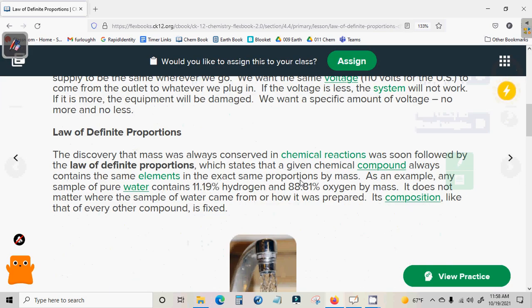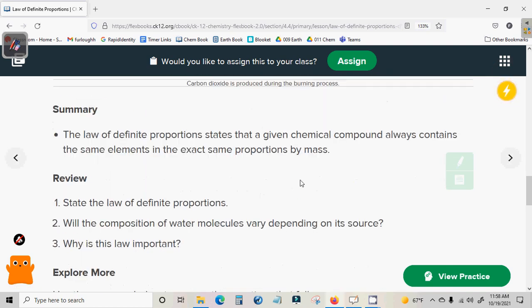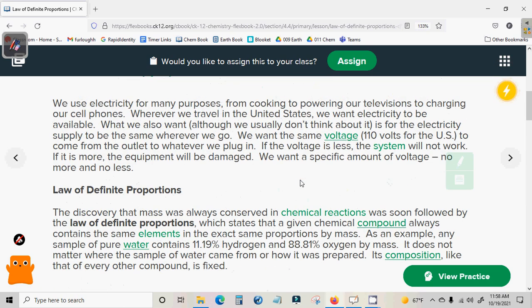So will the law of definite proportions, and basically what this means is that if it's H2O, it's always H2O. Anything other like H3O or H2O2, those are different compounds with different formulas. H2O will always be 2 hydrogens and 1 oxygen. All right.